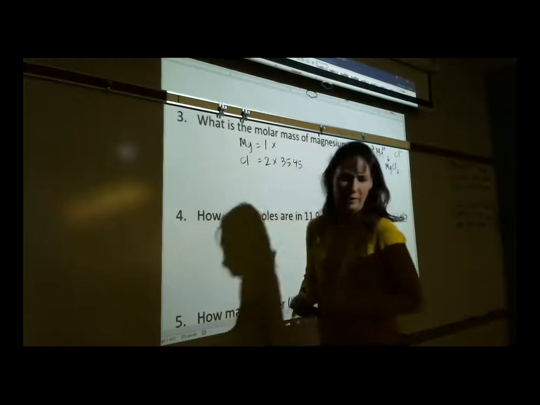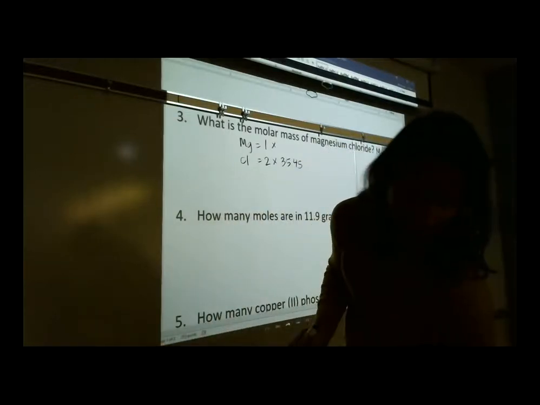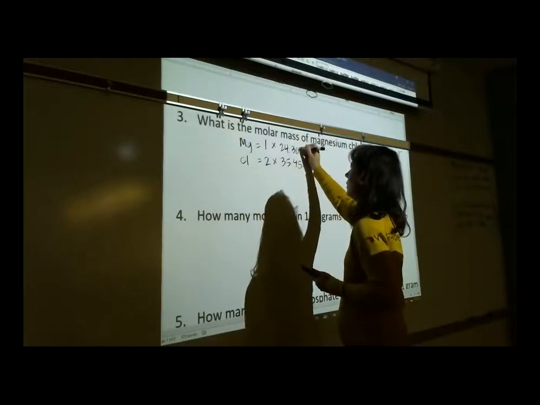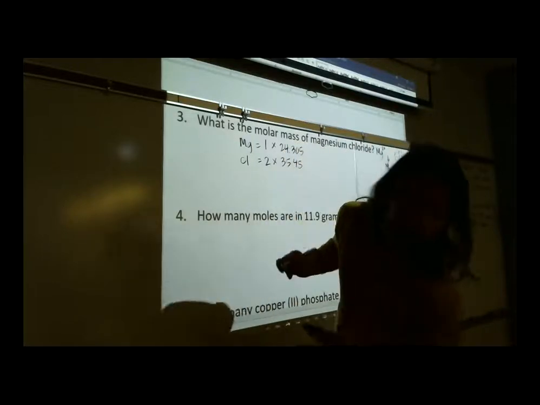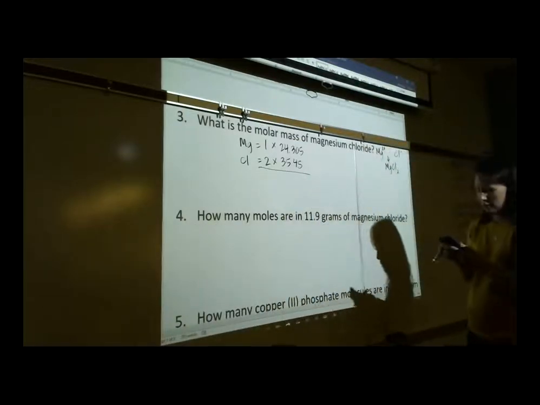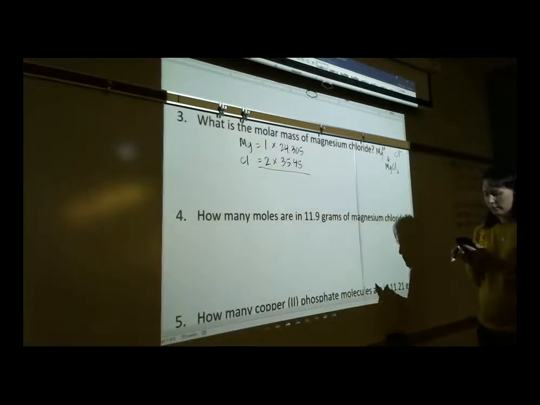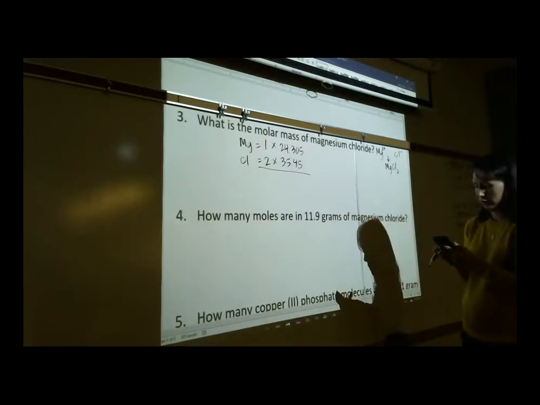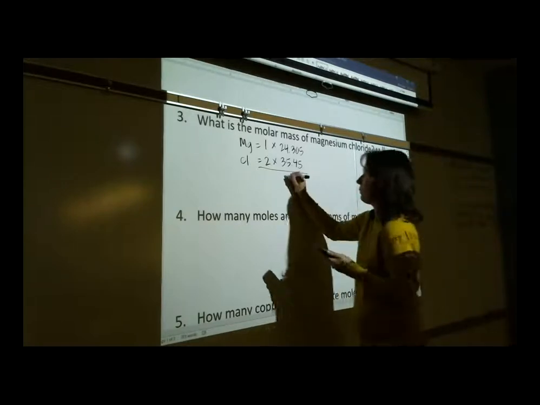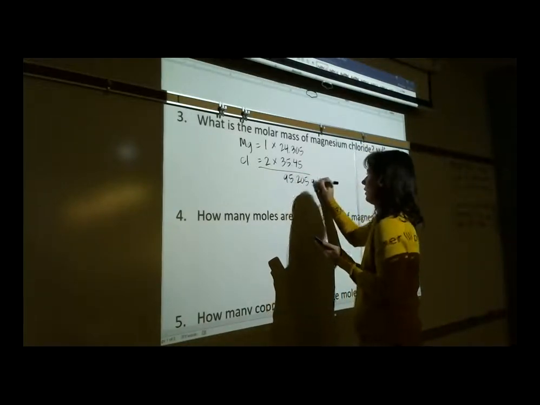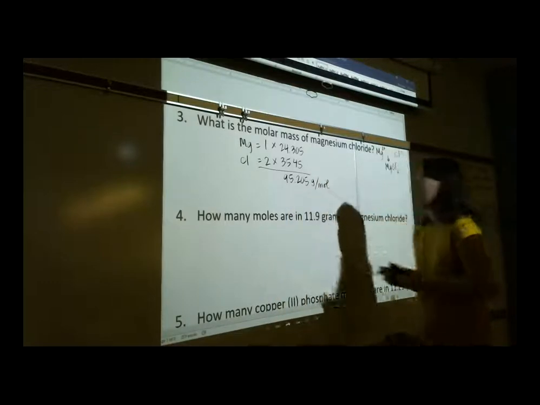Chlorine is 35.45, and magnesium is 24.305. Right, 305. All right, so when we add those together, 24.305 plus the chlorines, I came up with 95.205 grams per mole. Did you?